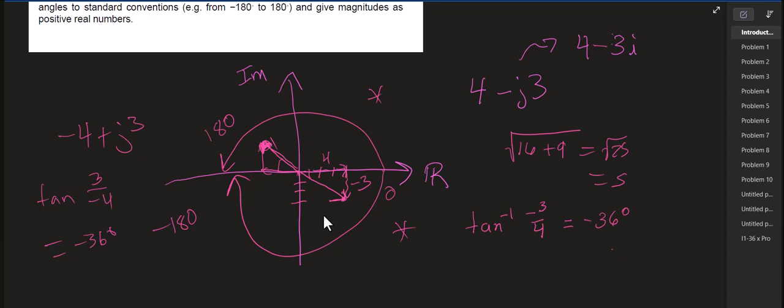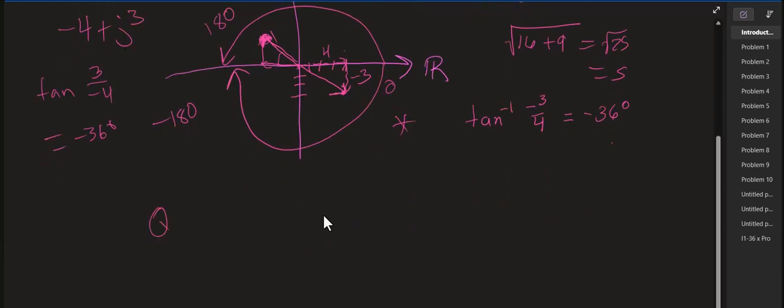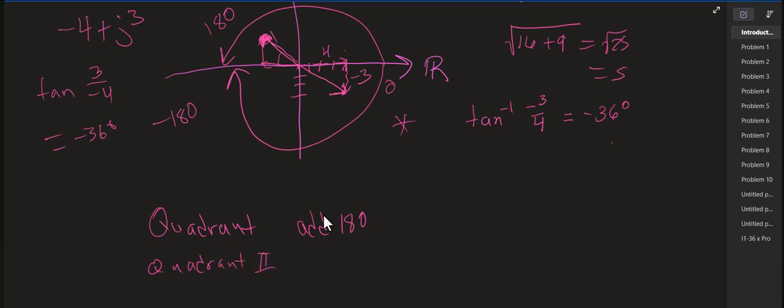If it's in quadrant 1 or 4, you're fine. If it's in quadrant 2, when you take the inverse tangent, you would add 180. If it's in quadrant 3, when you take the inverse tangent, you would subtract 180, because in quadrant 3 it would give you the one up here in the first quadrant. Now, the calculator, if you are just changing between rectangular and polar, will do just fine.